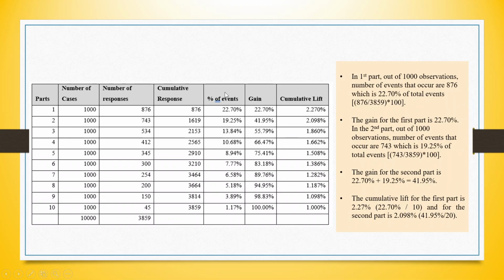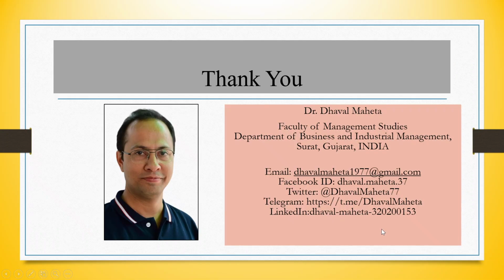Now let's try to understand how the things are calculated. In the first part, out of 1,000 observations, the number of events that occur are 876. I've already explained this. The gain for the first part is 22.7 percentage. The gain for the second part is 41.9 percentage, which is a summation of these two. The cumulative lift for the first part is 22.7 divided by 10, and for the second part it is 41.9 percentage divided by 20.